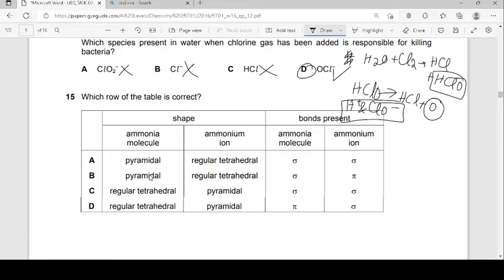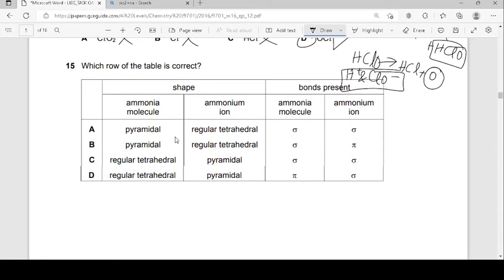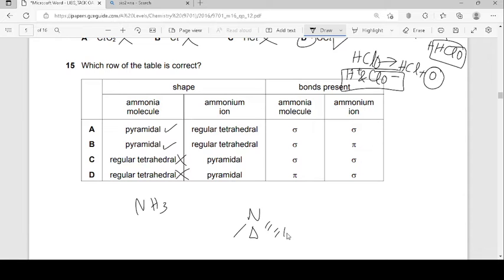Which row of the table is correct? Ammonia molecule. Now, as I mentioned in one of the previous questions, ammonia NH3 is pyramidal in shape, right? NH3 has the lone pair. So 1, 2, 3, 4. Its steric number is 4 because it has 3 sigma bonds and 1 lone pair. That makes the steric number 4, and so it has sp3 hybridization.